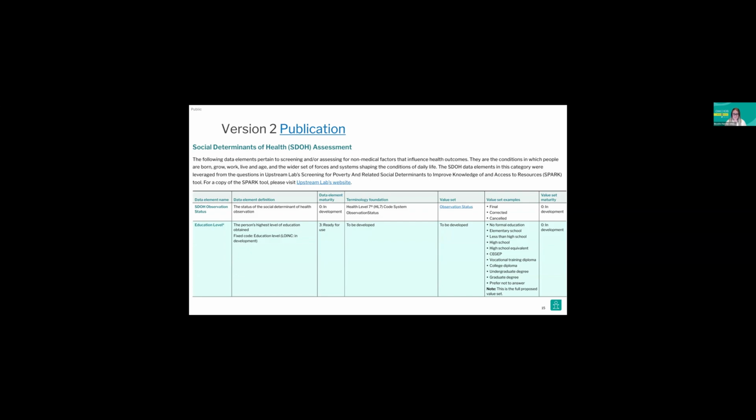So the data element is the specific unit of information being captured. The Terminology Foundation represents the broad set of standardized concepts that support exchange, and the value set provides the defined list of permissible values recommended for use. Including the maturity levels across these components helps show how developed and implementation ready each component is, while also supporting transparency as the standard continues to evolve and be refined across future releases.